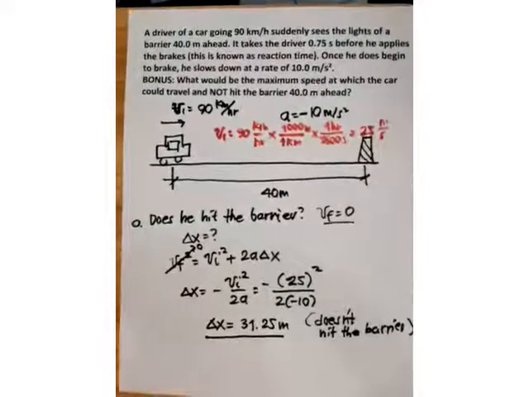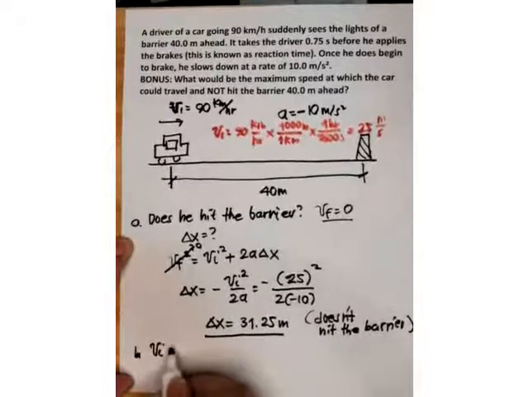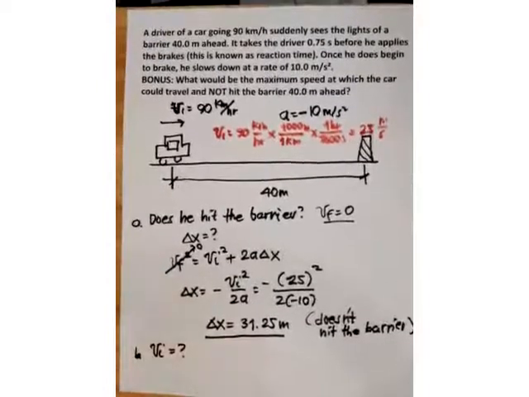Ayan. Okay? Kaya nasabi ko din kanina, kasi ito yung follow-up question, yung bonus question. What would be the maximum speed at which the car could travel and still not hit the barrier 40 meters ahead? So, in-expect na natin na hindi siya tatama. So, kaya ang sa letter B, ang tinatanong, ano ang initial velocity niya dapat na mataas, na hindi pa rin pinakamataas, na hindi pa rin siya tatama doon sa barrier?